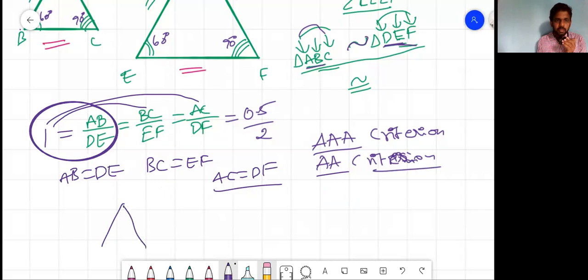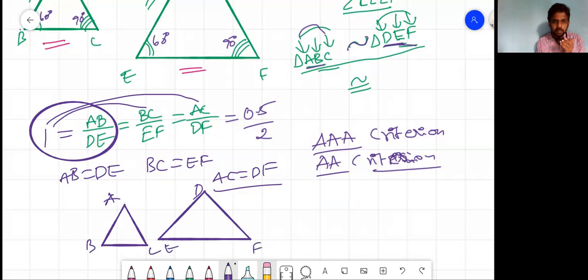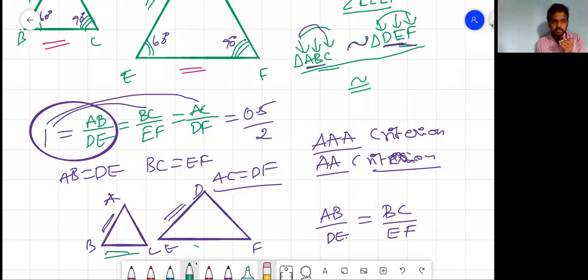Again, I'm taking A, B, C, and D, E, F. I have just drawn a random triangle here. So if I find that AB by DE is equal to BC divided by EF, right? So AB by DE is here, and BC divided by EF is here.